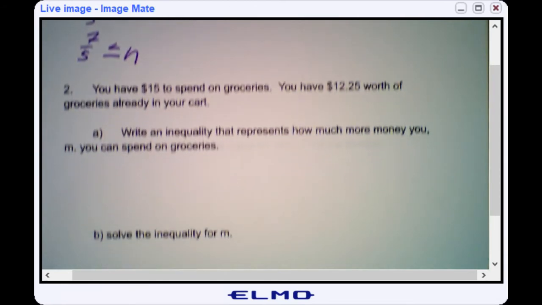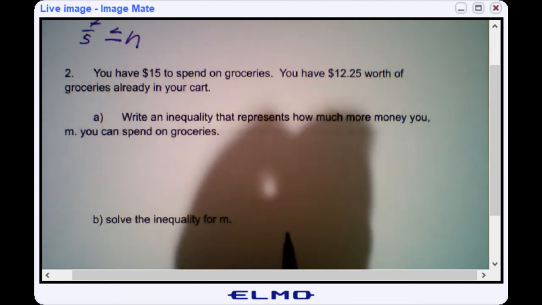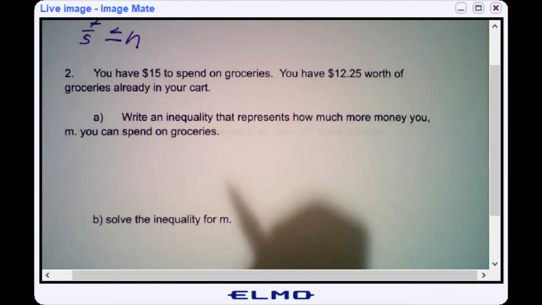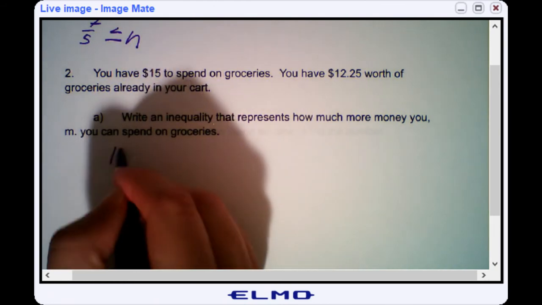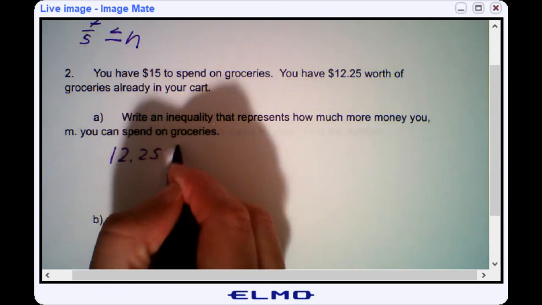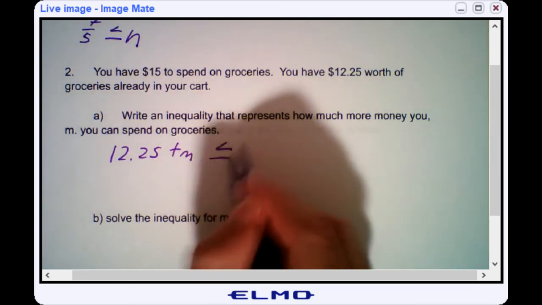For problem 2, you have $15 to spend on groceries. You have $12.25 worth of groceries already in your cart. We're going to write an inequality that represents how much more money you can spend on groceries. So there's a few different ways to write this. We know that we have $12.25. We can add so much more money, m, and it has to be less than or equal to $15.